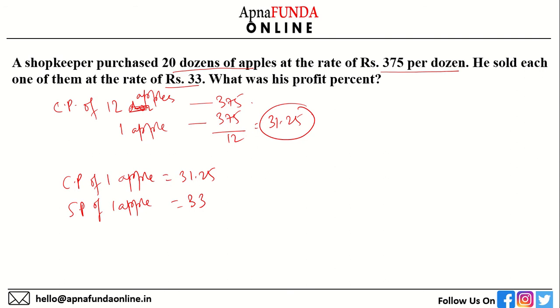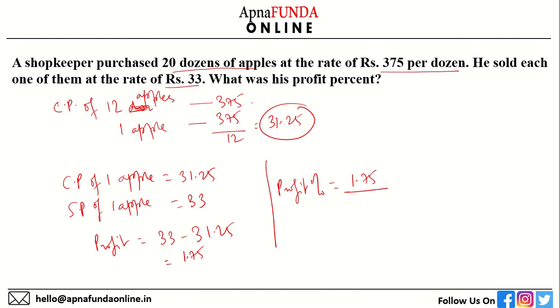From here we'll be able to find the profit or loss percent. This is a case of profit. 33 minus 31.25. So there's a profit of 1 rupee 75 paisa on each apple. So profit percent is equal to 1.75 divided by cost price 31.25 into 100. This will give me profit percent as 5.6%. I hope you have solved along with me, and this is the answer you will get.